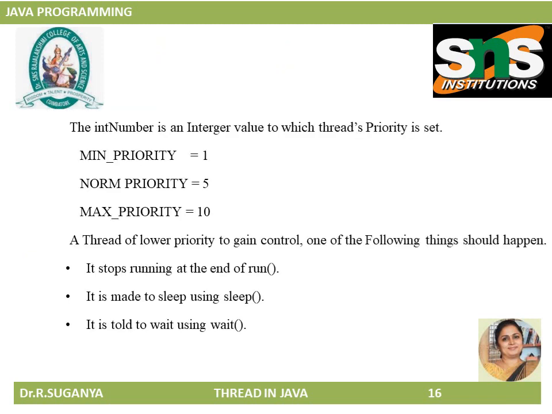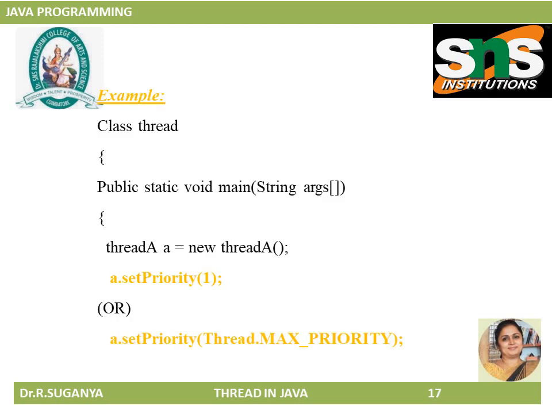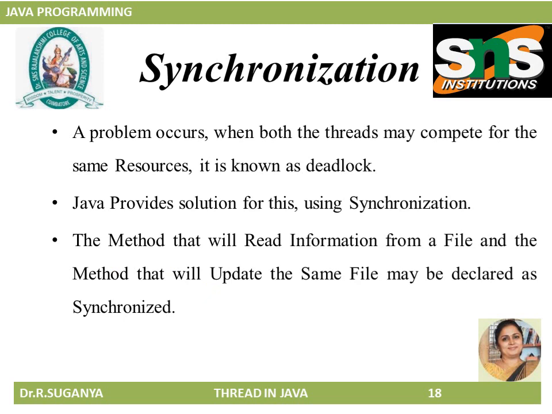The thread priority, to gain control, it stops a running thread at the end of the run, it makes it sleep using sleep, and it is used to wait. So minimum priority is 1, normal priority is 5, and maximum priority is set to 10. So here we can set, by using the example, like setPriority of 1 and maximum priority 2.